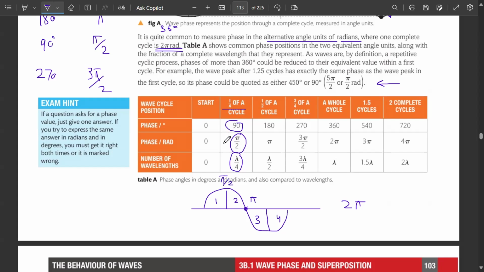So 90 degree का क्या मतलब है? It is pi by 2. And how many number of wavelengths? It's 1/4 of a wavelength. जहां ये वाला जो पॉइंट होगा, that is having a 90 degree phase. In radians it means pi by 2, but it's 1/4 of a wave.